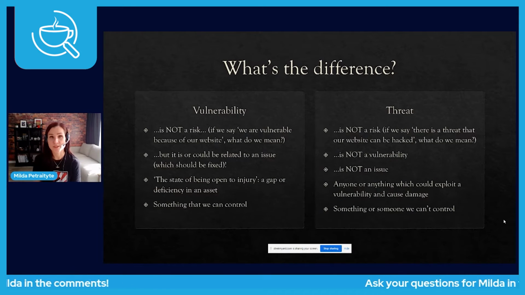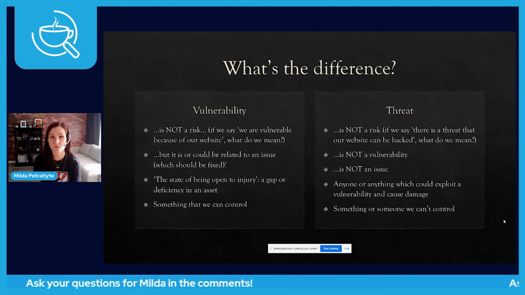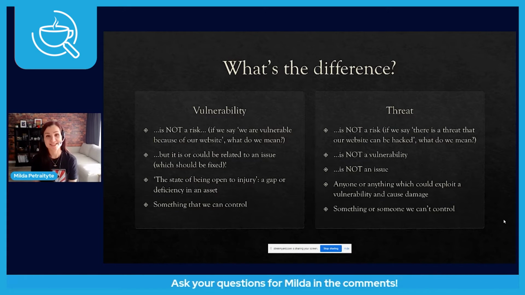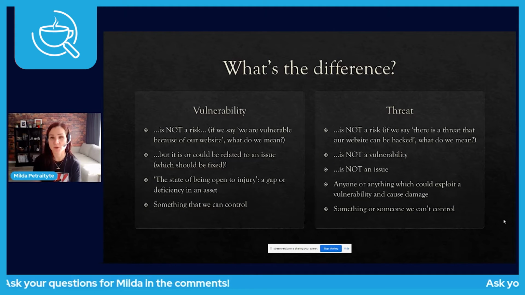And also, vulnerability is something that we can control. It's probably one thing that we can mitigate after all, because we can either fix the vulnerability or get rid of it by getting rid of the asset which has that vulnerability. So it's up to us how we want to deal with it.